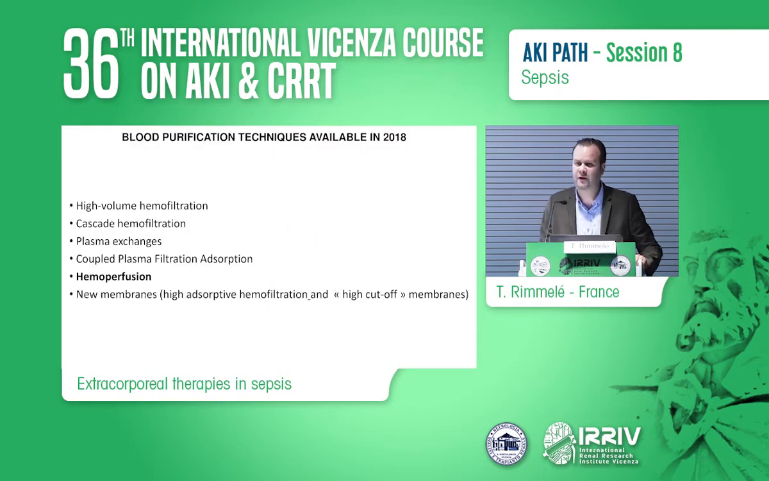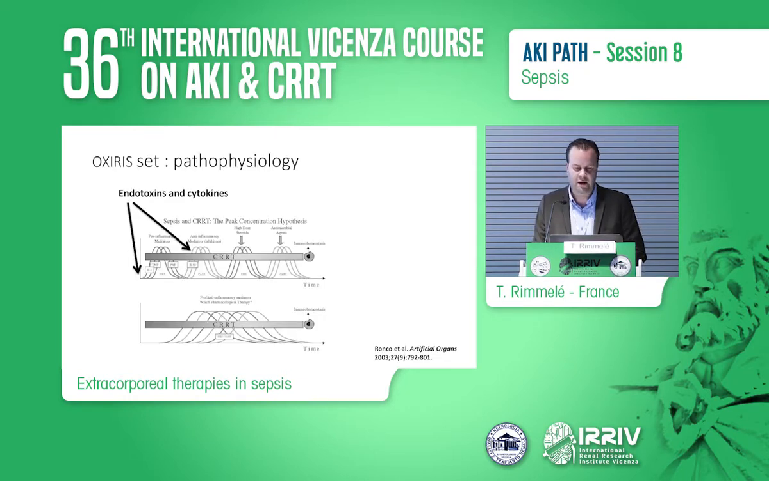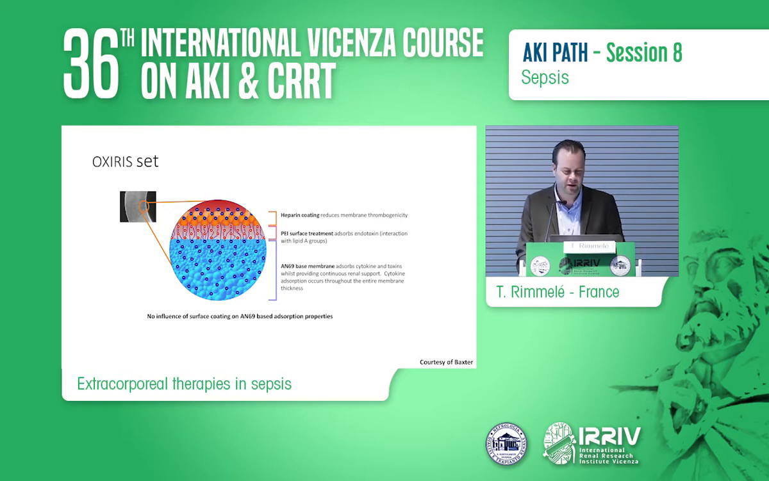So hemoperfusion, I'm not going to talk about it because Claudio is going to do it just after me. So I'm just going to focus now on these new membranes. High adsorptive hemofiltration, this is the membrane called oXiris. This membrane is a renal replacement therapy membrane proposed for CRRT. And the target of this membrane is double: you can target the endotoxins and the cytokines. So it's interesting because of this capacity of adsorption.